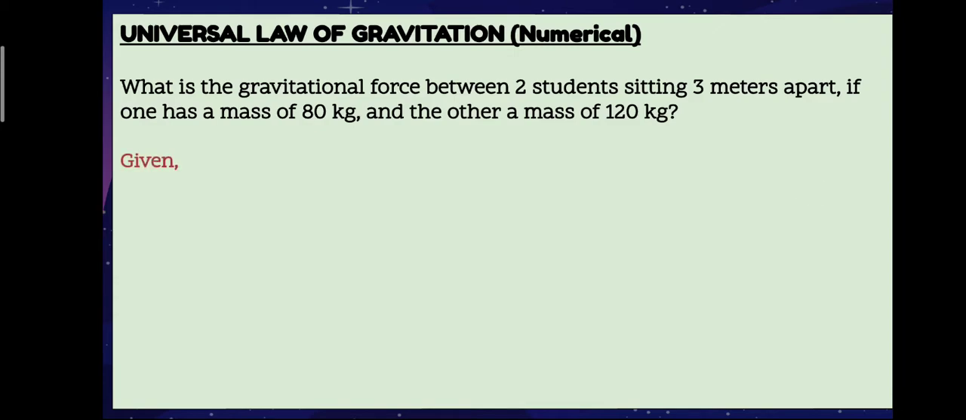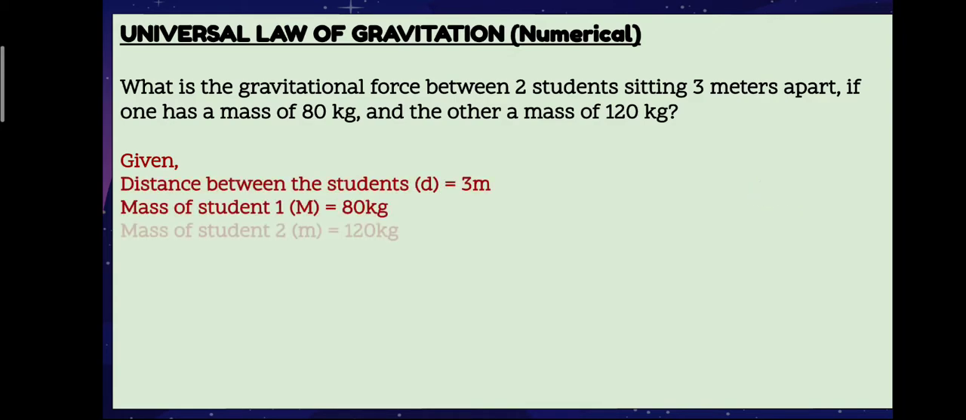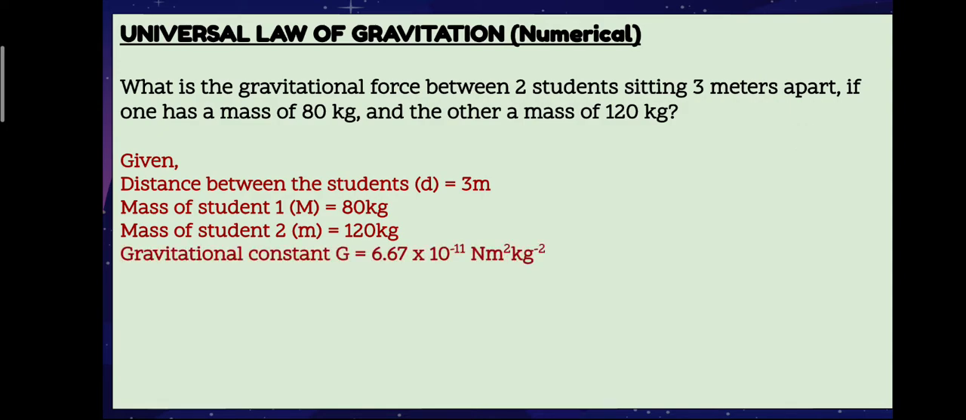We already know the given values, and so we need to first mention the given values, such as the distance between the two students is 3 meter. The mass of first object, that is student 1, is 80 kg and the mass of the second student is 120 kg. And we know the gravitational constant is a constant value G, which is equal to 6.67 into 10 raised to negative 11 Newton meter square kg raised to minus 2.